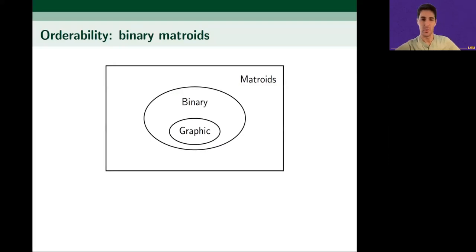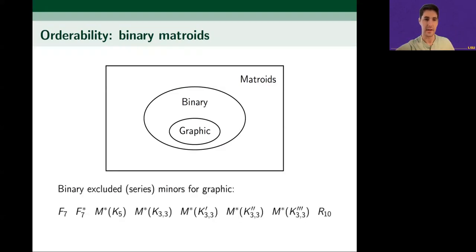Alrighty. So we're looking to go from graphic out to binary. And I've got here all of the excluded minors you might want. So this is specifically the list of series excluded minors, but it's got the parallel minors and the regular excluded minors in this list. And so in my exploration of starting with graphic and trying out some non-graphic binary matroids, this is, I think, the natural set to start with.